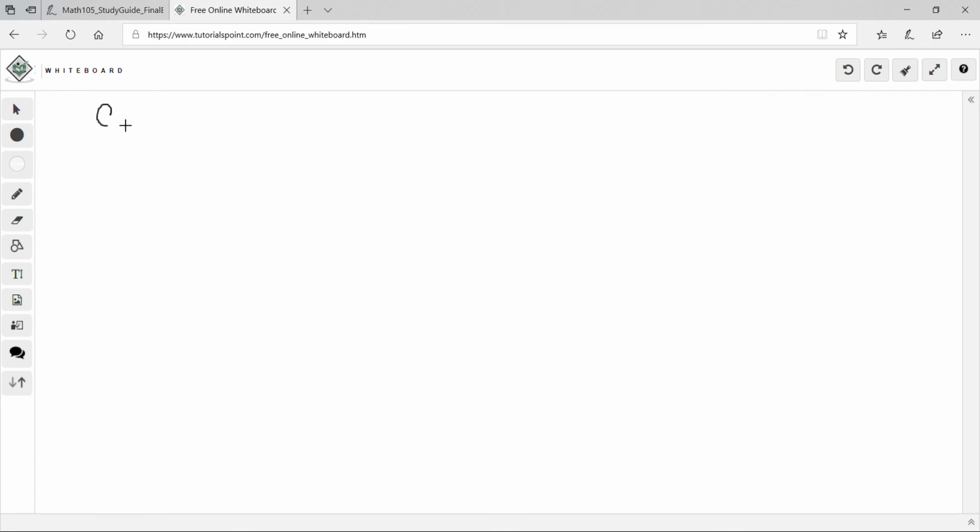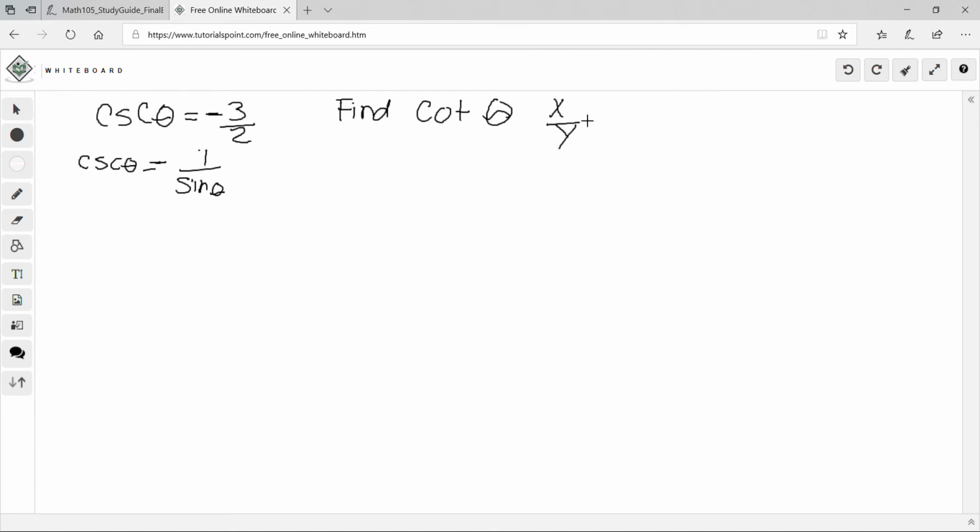So we have cosecant theta of -3/2, and our goal is to find cotangent theta. So remember, cosecant theta is the same thing as 1 over sine theta. And then cotangent is the same thing as the opposite of tangent, which is x over y.